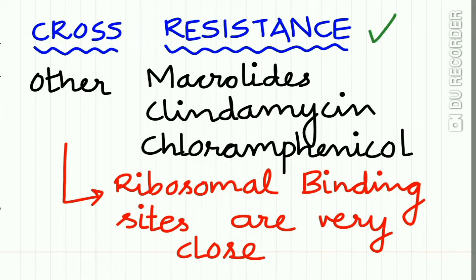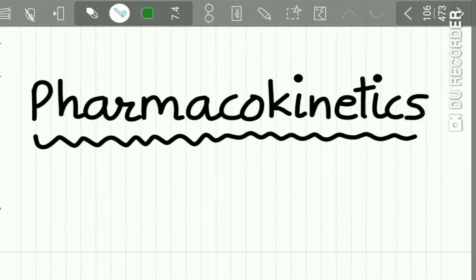Now, cross resistance is also observed for macrolides, clindamycin and chloramphenicol. This cross resistance occurs because the ribosomal binding site of erythromycin is very close to the ribosomal binding sites of other macrolides, clindamycin and chloramphenicol.